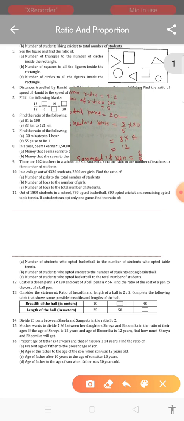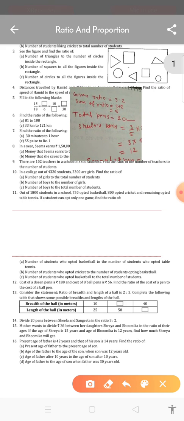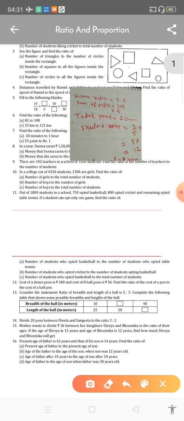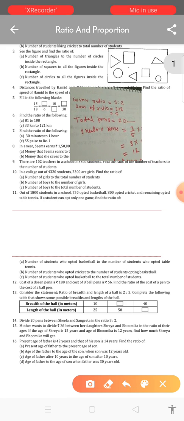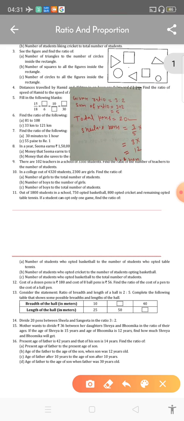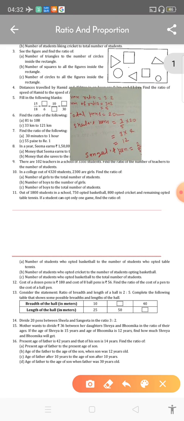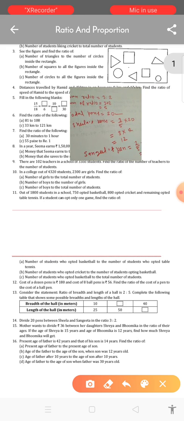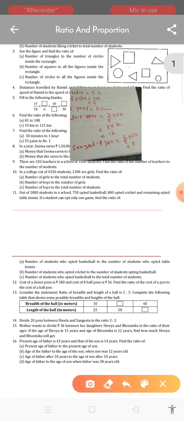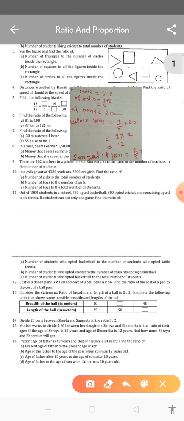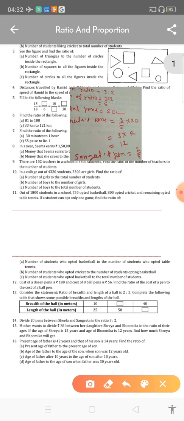So you can see here the given ratio is 3:2. First we find the sum of the ratio, 3 plus 2 is equal to 5. The total number of pens is given, 20. So Sheila obtained 3/5 into 20, which is equal to 12. Sangeeta's pens is 2/5 into 20, which is equal to 8. Okay, now we are going to solve the next question.